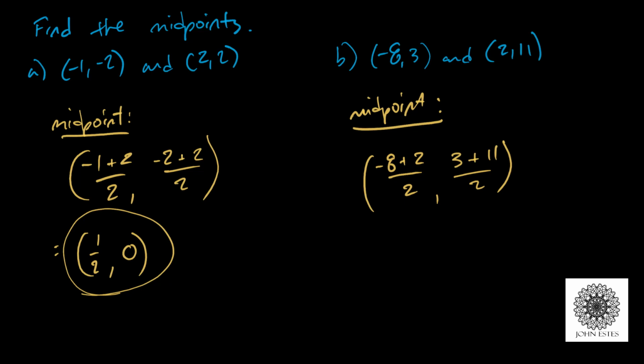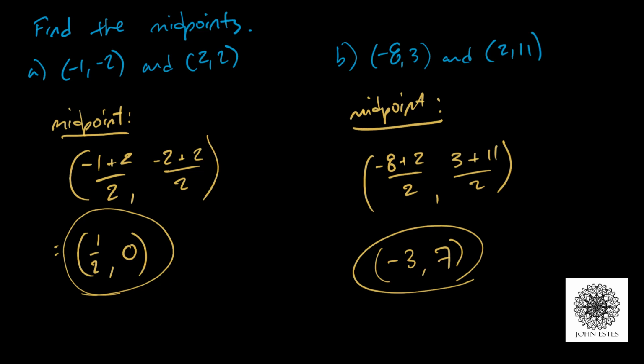Negative 6 over 2 is a negative 3. For my second coordinate, I have a 3 plus 11, which is, what, 14? 14 over 2 is 7. And there's my midpoint. Okay, now on this one, I want to point out something.